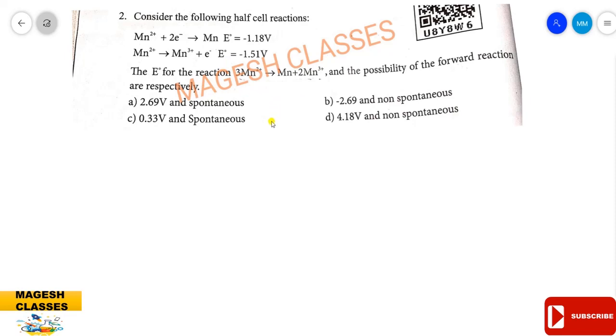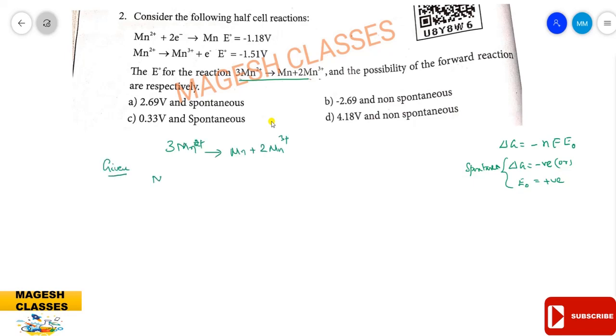The concept is del G is equal to minus nF E0. If del G is negative, or E0 is a positive value, the reaction is spontaneous. Here we have to calculate the E0 value. The required equation is 3 Mn2+ gives Mn plus 2 Mn3+. The given equations are, the first one is Mn2+ plus 2 electrons gives Mn. Here the E0 value is minus 1.18 volt.